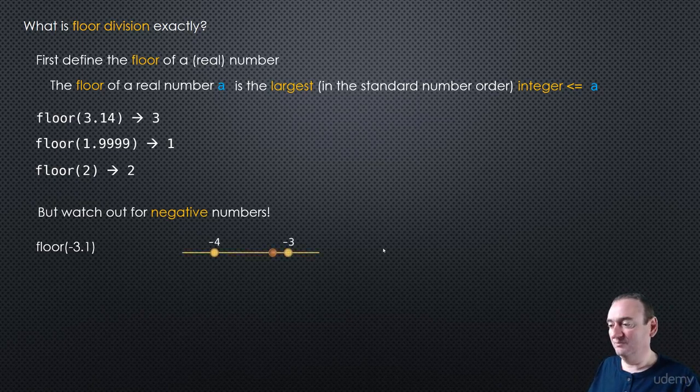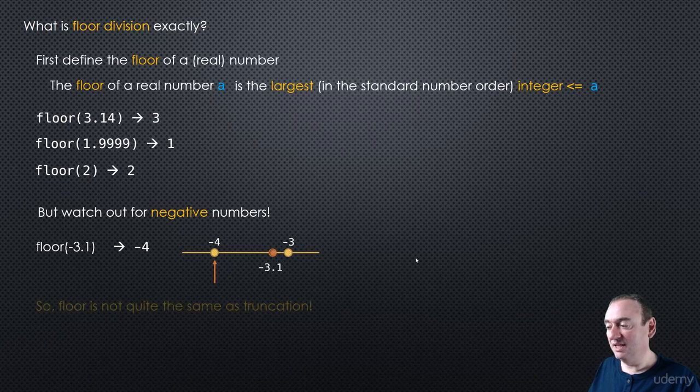Let's look at a number line, right? Here's our number line. Here's negative 4, and here's negative 3. And the number that we're interested in is minus 3.1. That's between those two values. Now, if we look at the definition again of floor, it is the largest integer less than or equal to a. Well, what's the largest integer less than minus 3.1? It's minus 4. It's not minus 3. Minus 3 is greater than minus 3.1. So minus 4 is in fact the floor of minus 3.1.